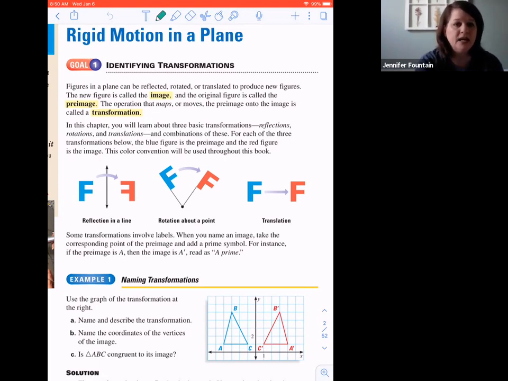All right, so let's go ahead and look at that first part of our lesson notes. Figures in a plane can be reflected, rotated, or translated to produce new figures. So if you have your note sheet, you're filling in those blanks. The new figure is called the image, and the original figure is called the pre-image. We're using the same word for both of them, image and pre-image, but remember, with the word pre, that's going to be the first one. So my original is called the pre-image, and whatever movement or change has been made is called the image.